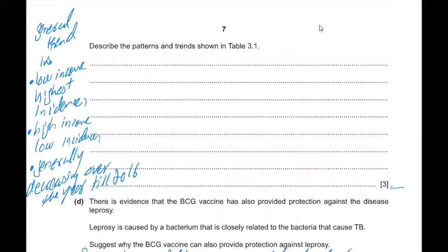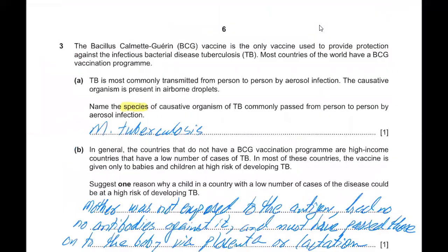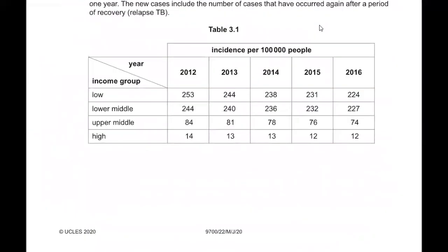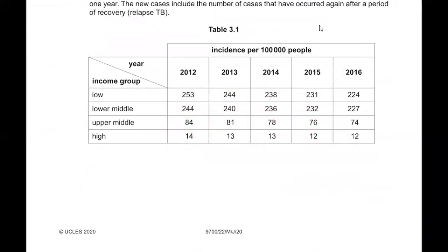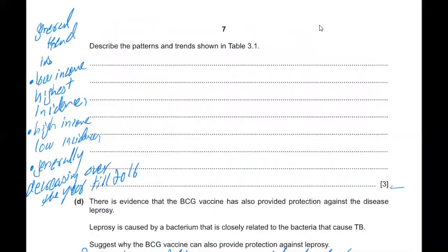So, describe the pattern shown. You just give the general trend here. You show that the low income group has the highest incidence and the high income group has the lowest incidence, generally decreasing overall till the year 2016. You can see the general decrease: from 253, decrease to 244, 227, 84 to 74, 14 till 12. So generally every income group reported a decrease. But yes, the low income groups were more infected as compared to high income. So you just need to mention all these.